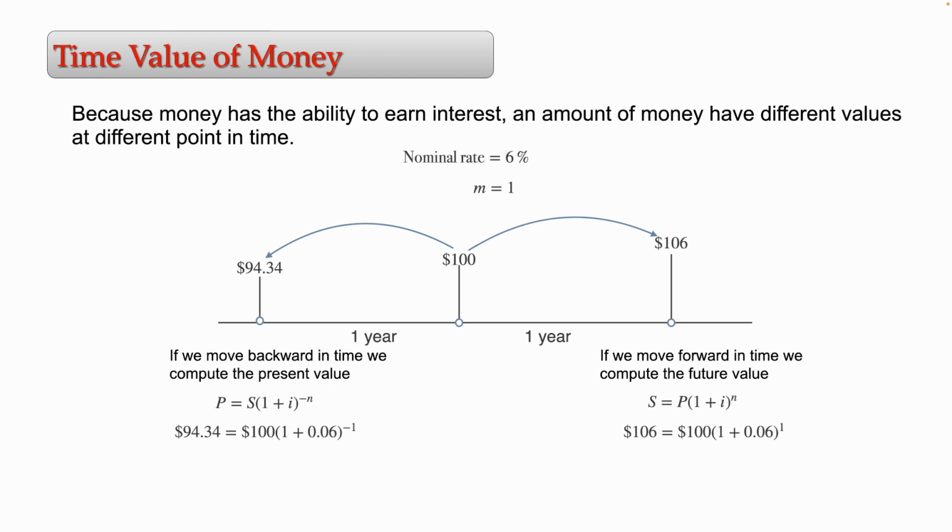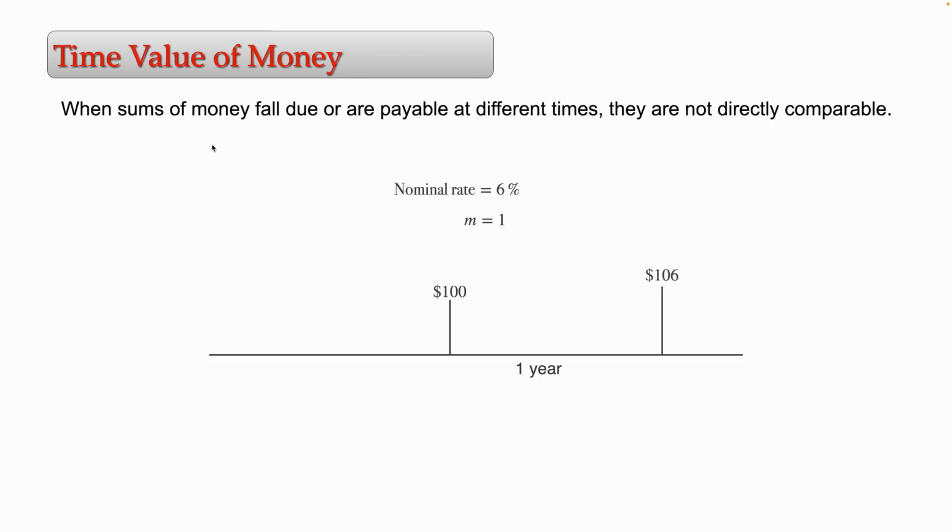Now, let's see what happens if we have two different amounts of money at different points in time. When sums of money fall due or are payable at different times, they are not directly comparable. For example, these two amounts, $100 and $106. If we just see the two amounts, we don't know which one is greater than the other, taking into account the time and the interest that they are earning.